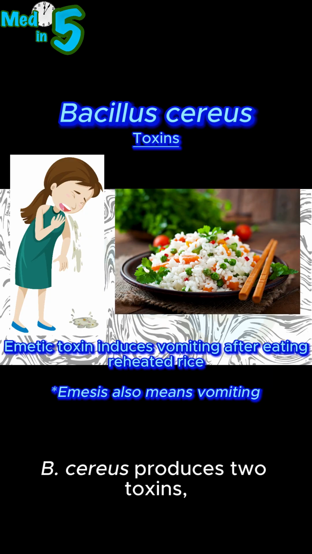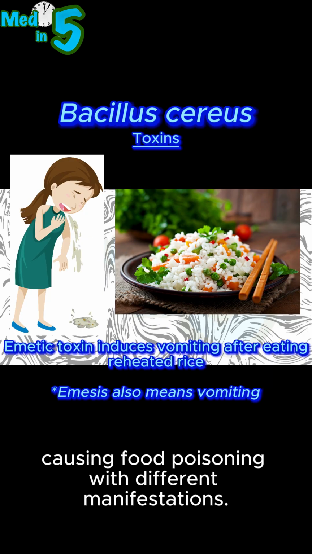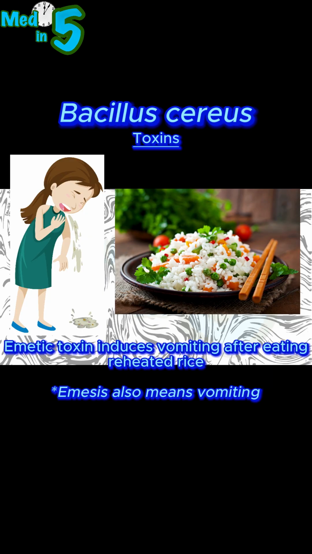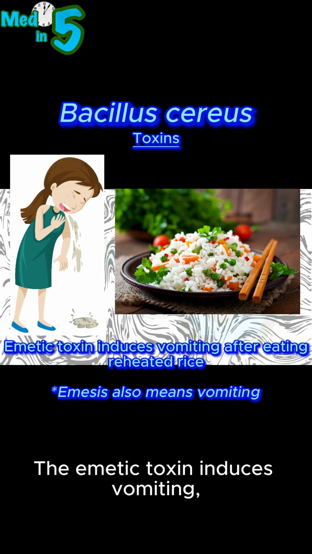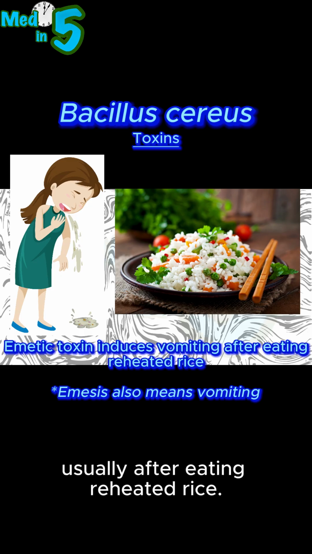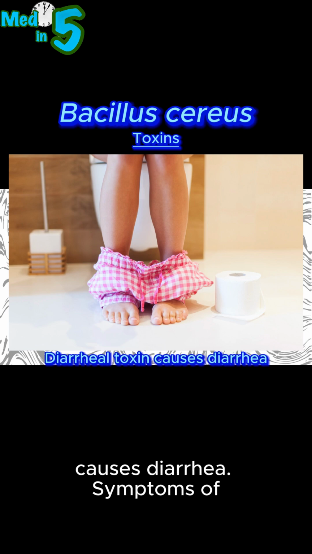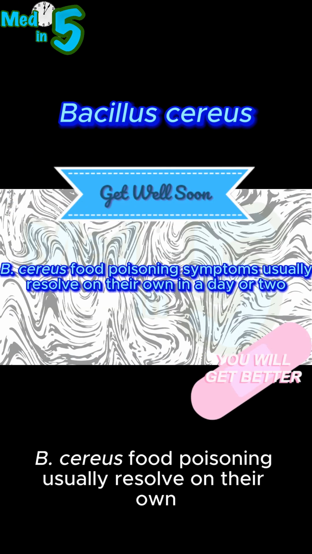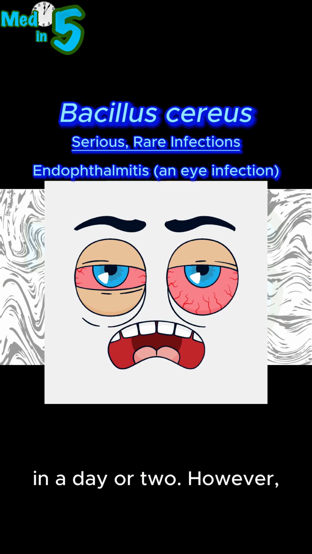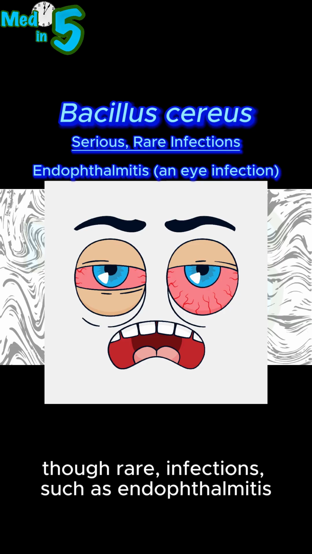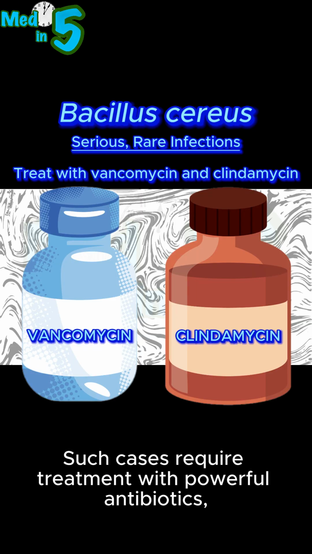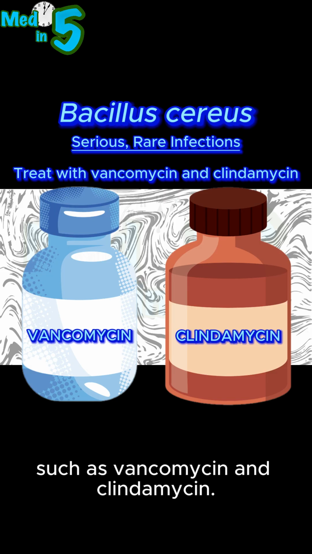B. cereus produces 2 toxins, causing food poisoning with different manifestations. The emetic toxin induces vomiting, usually after eating reheated rice. The diarrheal toxin, as its name implies, causes diarrhea. Symptoms of B. cereus food poisoning usually resolve on their own in a day or 2. However, the species can produce serious though rare infections, such as endophthalmitis, an eye infection. Such cases require treatment with powerful antibiotics, such as vancomycin and clindamycin.